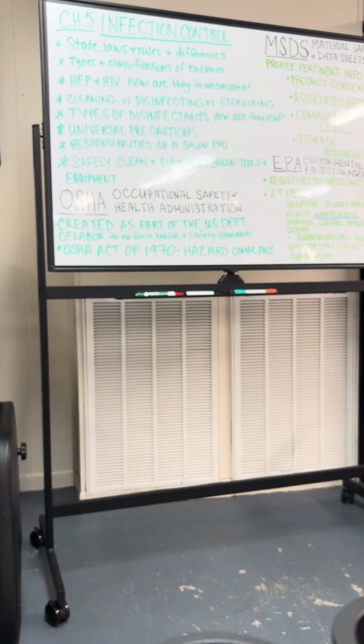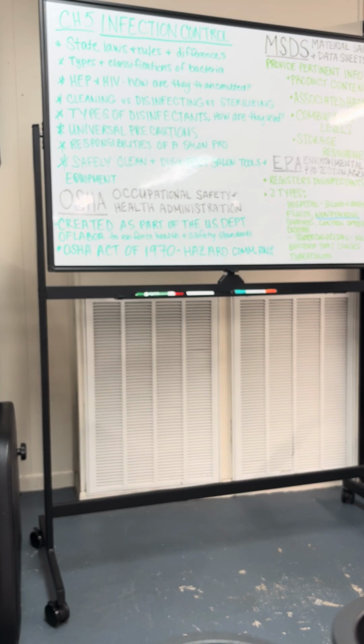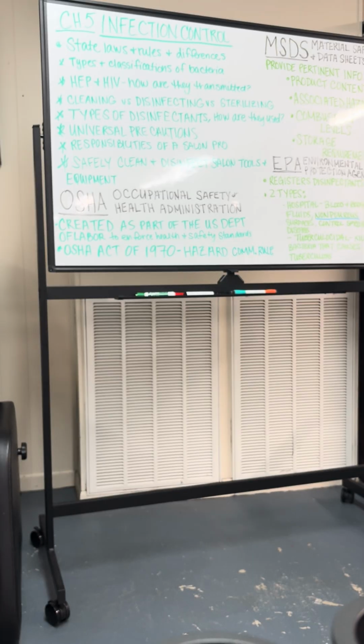So OSHA is the Occupational Safety and Health Administration. OSHA was created as part of the U.S. Department of Labor to enforce safety and health standards in the workplace. The OSHA Act of 1970 established the Hazard Communication Rule, which requires manufacturers to assess and communicate hazards associated with their products. With the creation of OSHA came MSDS, which are material safety data sheets.